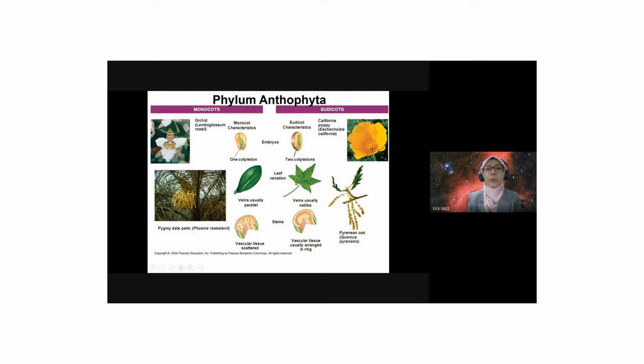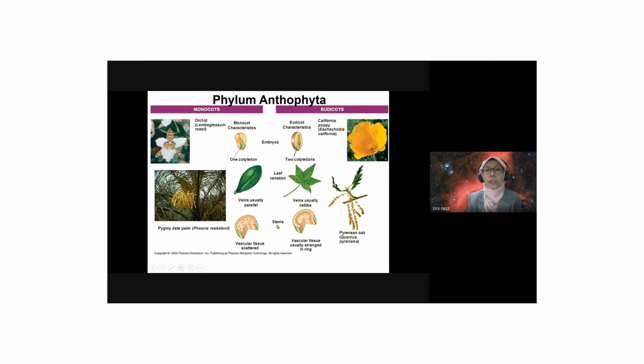And then when we look at the leaf, these are leaves. The leaf venation, the veins, are usually a net-like structure. Net-like structure. This is for eudicot. But for the monocots, the veins are usually parallel. Okay, so monocot has an embryo with one cotyledon, and veins usually parallel. Okay, and then we look at the stem.